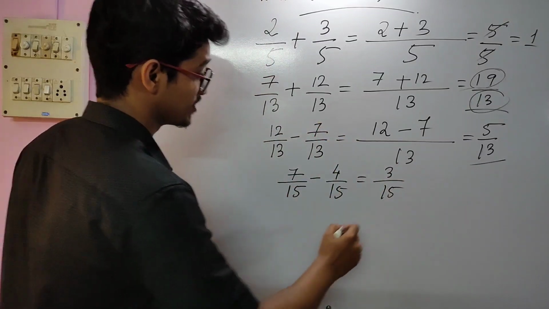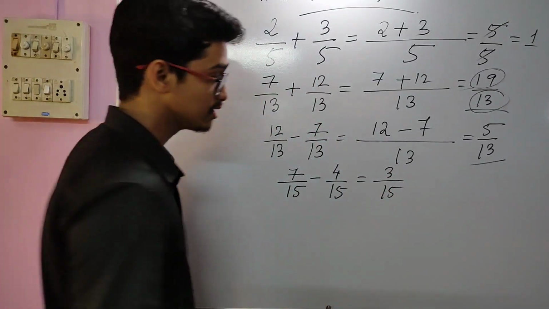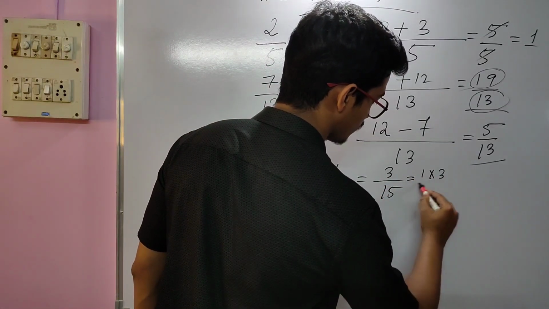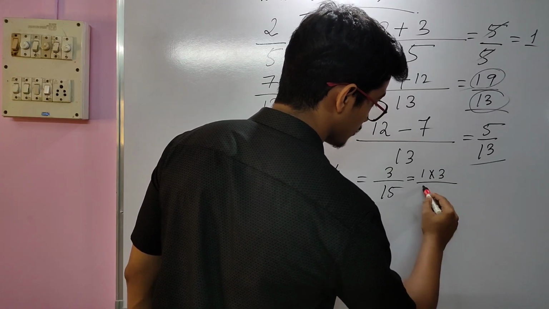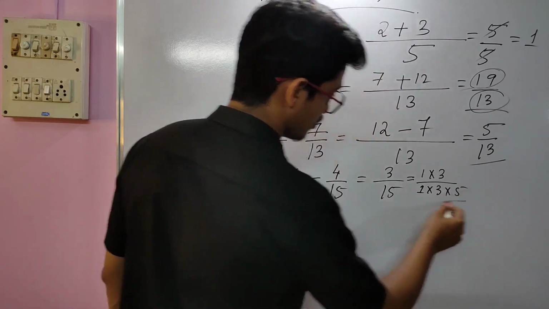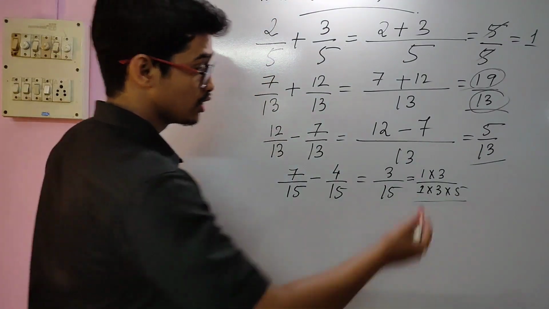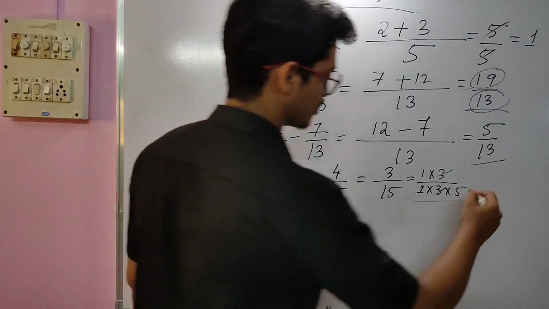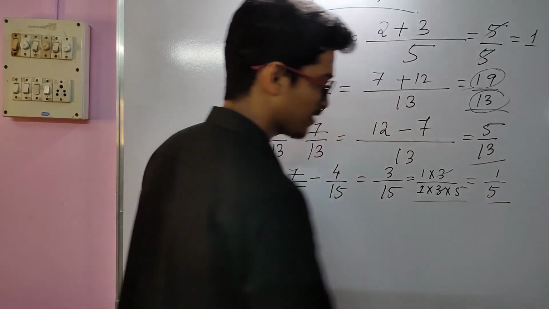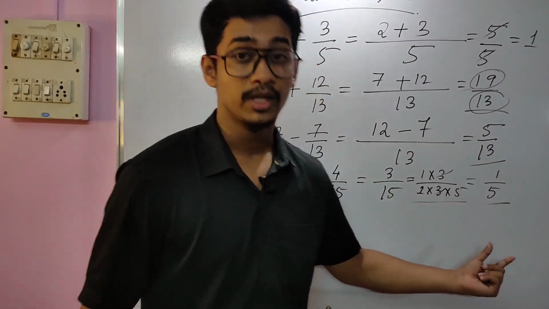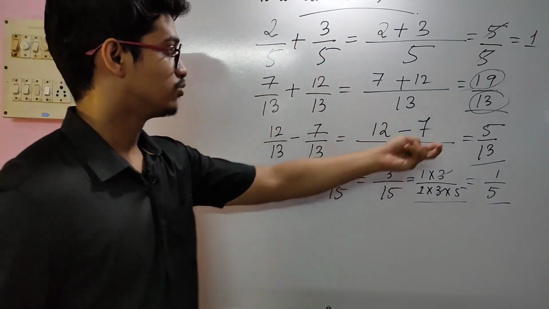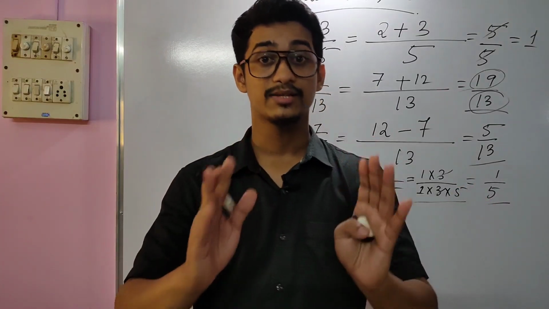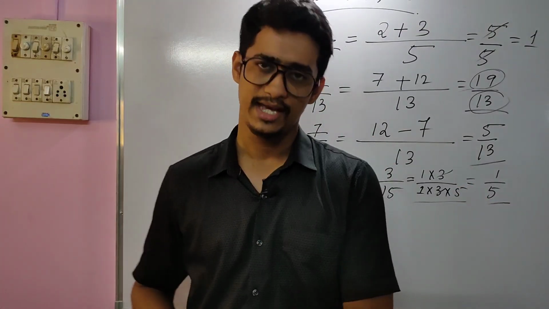Now see one more thing. Here 3 and 15 are there. So what is the common factor between 3 and 15? We can write 1 into 3, and for 15 we can write 1 into 3 into 5. So what is the common factor over here? That is 3 and 3. So 3 and 3 cancel out with each other. So what is the net result? That is 1 by 5. So that is coming under simplest form. Make sure all the fractions, whatever the result is, you have to convert it into simplest form. That is the most important thing from the exam point of view as well.